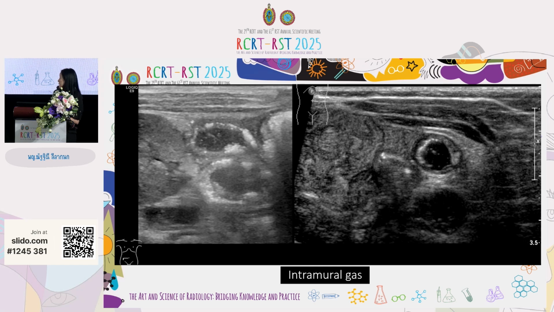Intramural gas is seen on ultrasound as bright echogenic foci along the bowel. You see that this is intraluminal gas, which caused artifact here, but this is intramural gas. You see air in both dependent and non-dependent portions of the bowel.